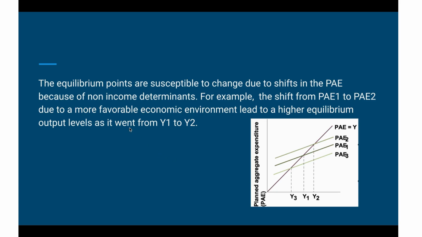These equilibrium points are susceptible to change due to shifts in the PAE because of the non-income determinants. For example, the shift of PAE1 to PAE2 due to a more favorable economic environment, such as lower interest rates, can lead to a higher equilibrium output level as they go from Y1 to Y2. You can also go from PAE1 to PAE3 due to less favorable economic environments, such as the decrease of government spending. And that'll take you from Y1 to Y3, a lower equilibrium point.